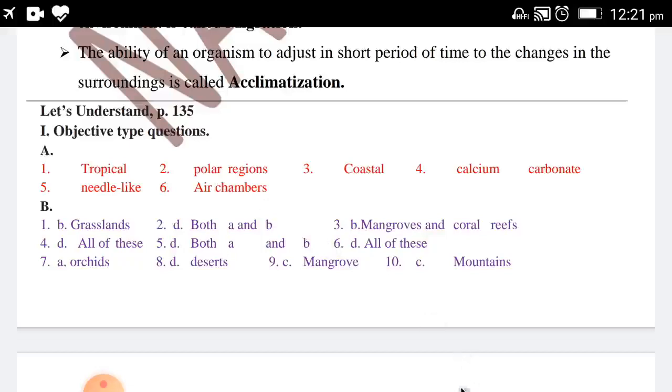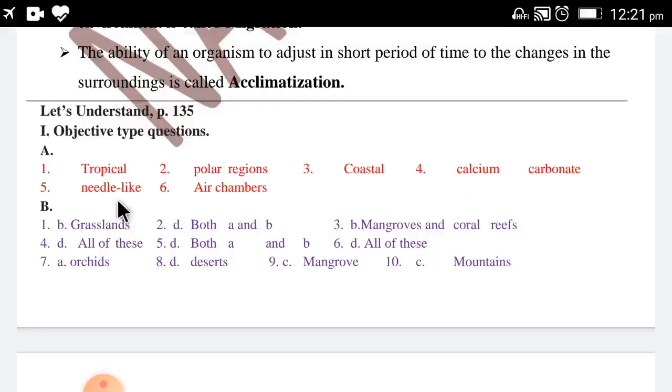Then the next is: dash means coastal habitat refers to a region where land meets the sea. Coastal. Fourth one is: coral reefs are rock-like structures made from dash secreted by corals. The answer is calcium carbonate.